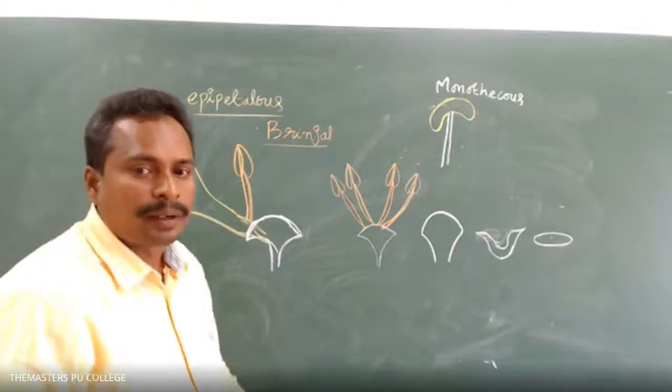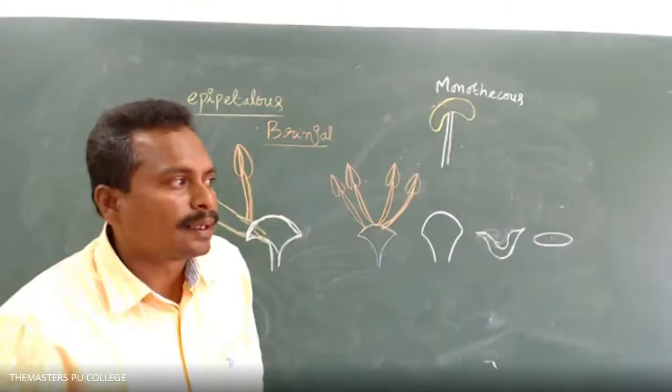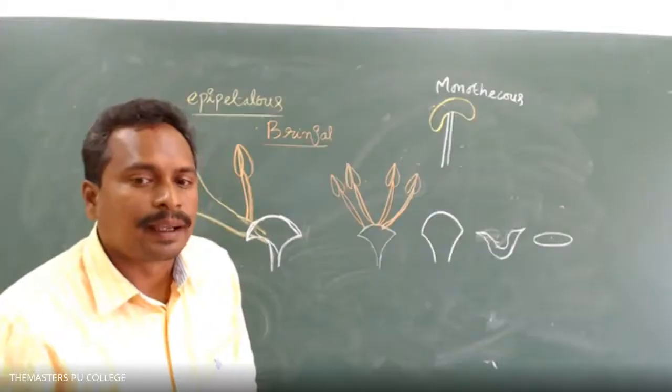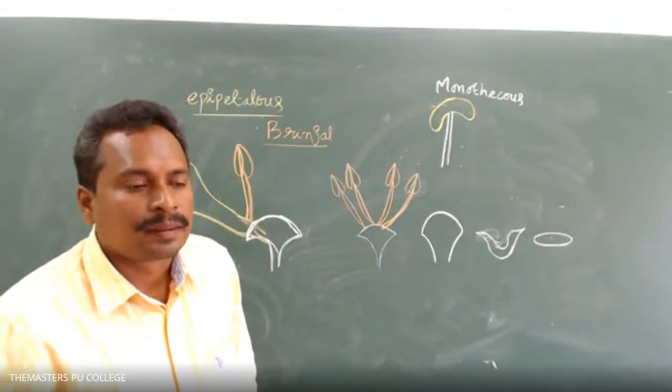Sir, in hibiscus, is the anther monothecous or dithecous? The anther is monothecous in hibiscus. Is it clear now? What is the difference between monothecous and bilobed, and between bilobed and dithecous, sir?